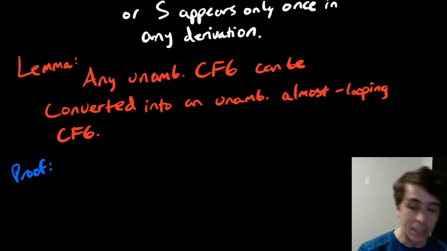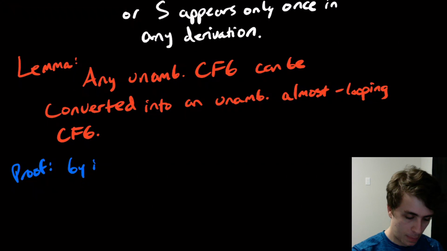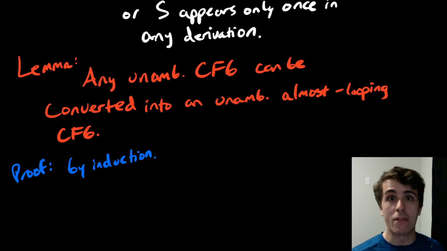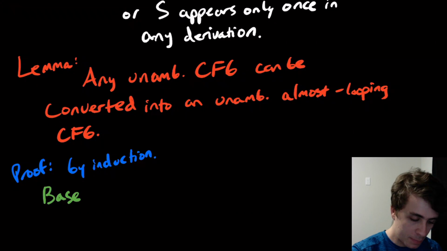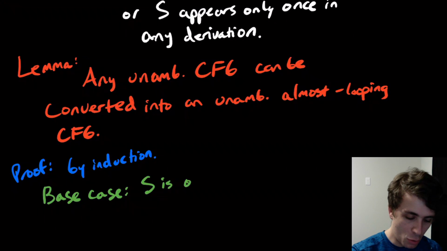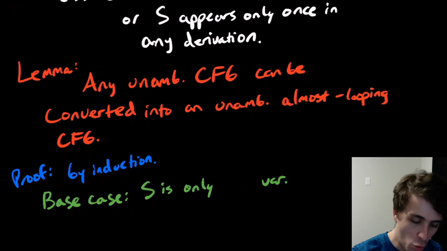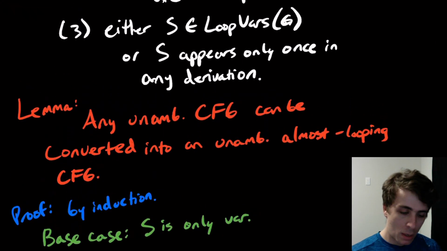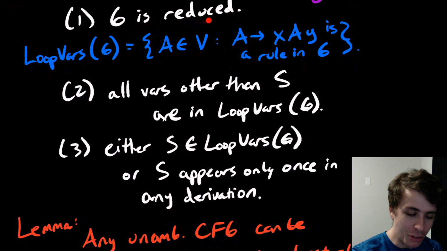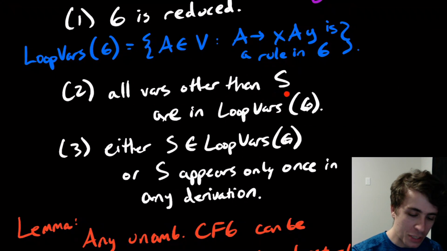Okay, so how are we going to actually prove this? At a high level, the way that the proof goes is based on induction. Induction means that we're going to have a base case and then an inductive case. So the base case here is based on the number of variables. The base case right here is that S is the only variable total. And why is this an almost looping grammar? Well, it's reduced because there's no other variable like this. All variables other than S, there aren't any.